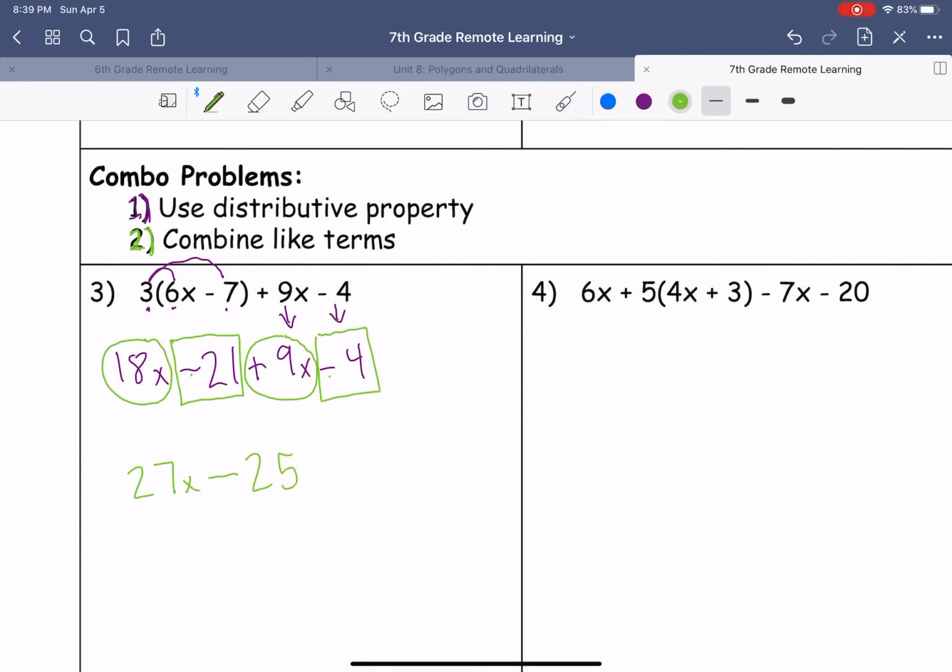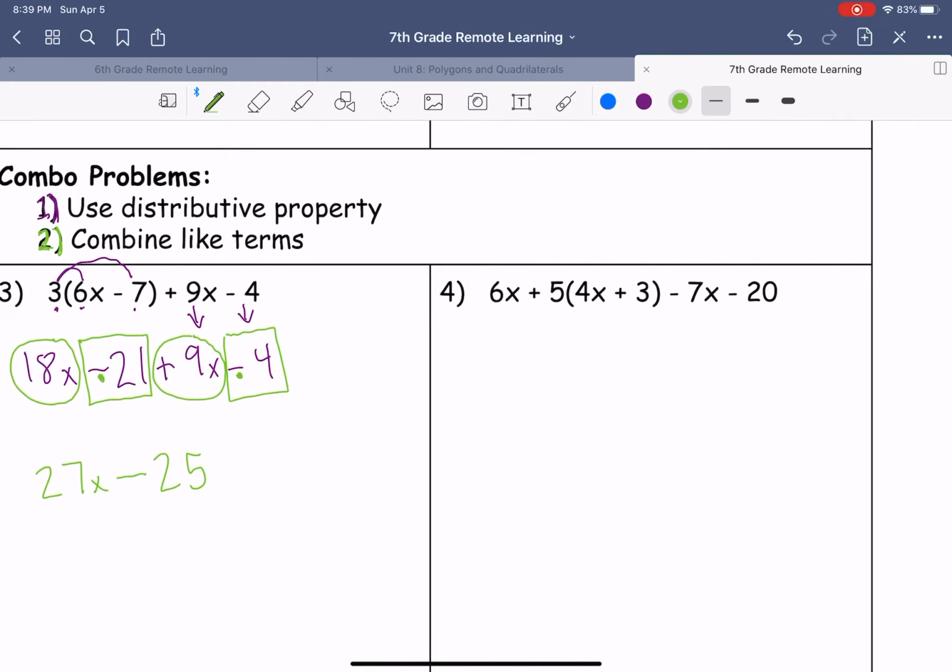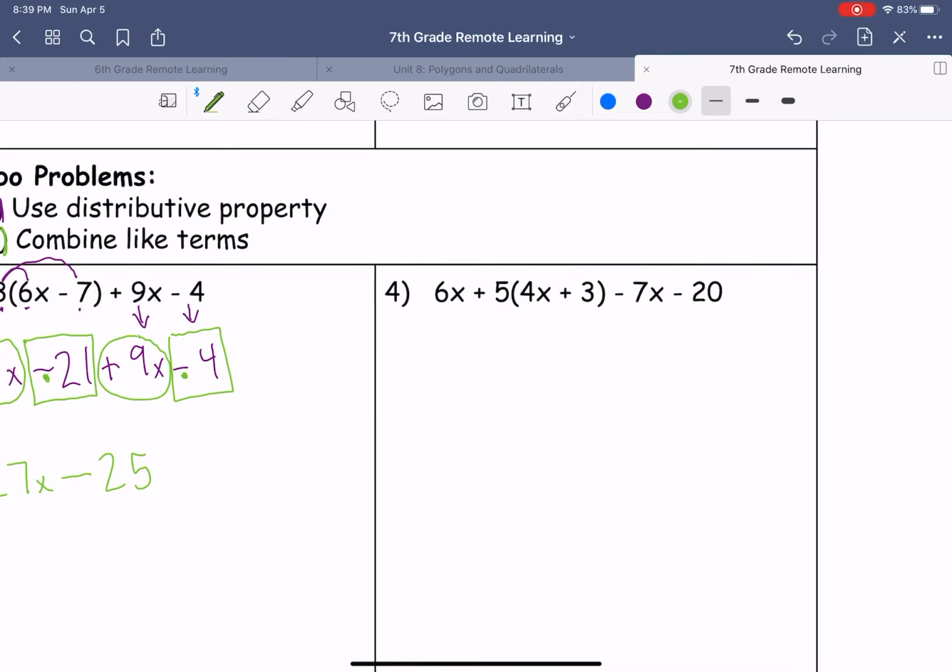So remember, we can think of these both as negatives and minuses depending on what is most helpful. So with this one, it's most helpful to think of it as a negative, and here it's most helpful to think of it as minus. Okay, let's do our next one.